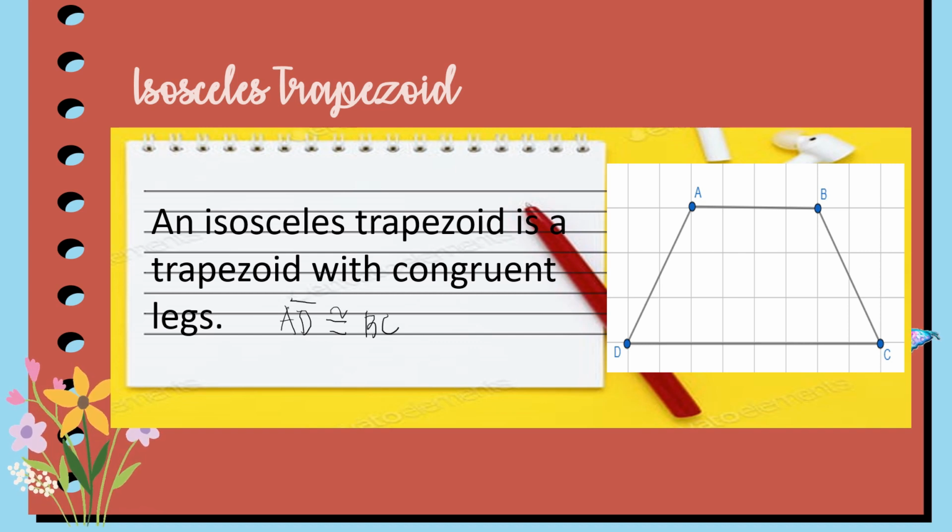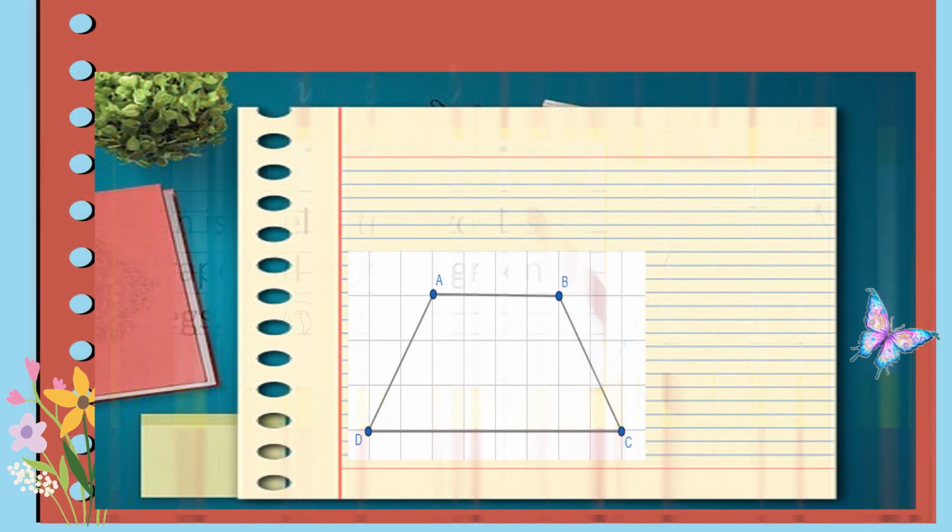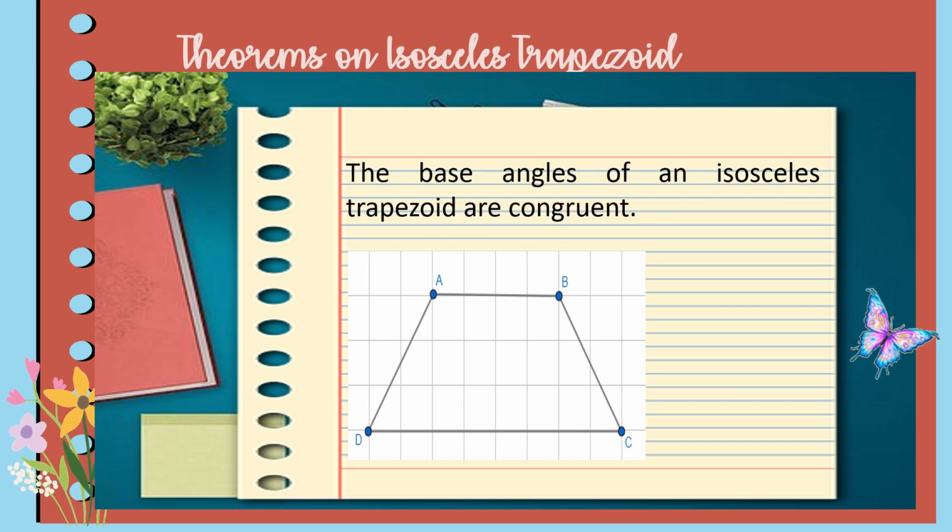Now there are theorems that are related to isosceles trapezoid. Let's have these theorems one by one. Number 1, the base angles of an isosceles trapezoid are congruent. So we can say that angle A is congruent to angle B, and angle D is congruent to angle C.